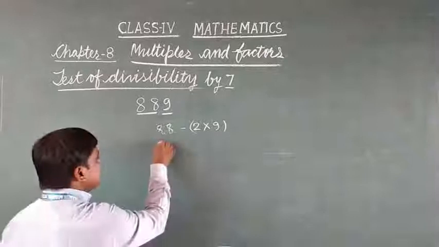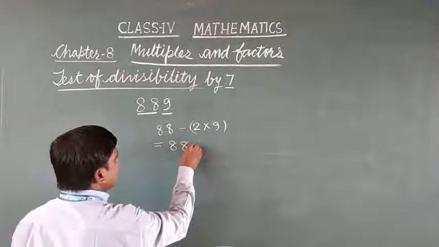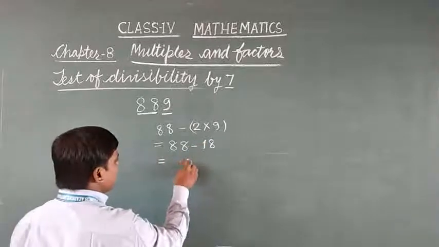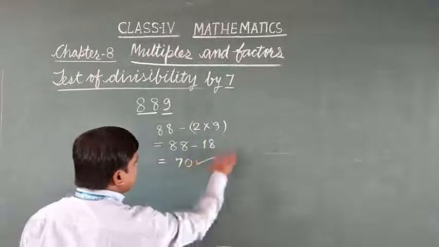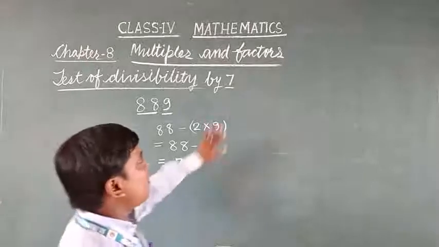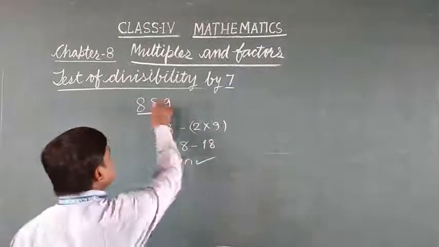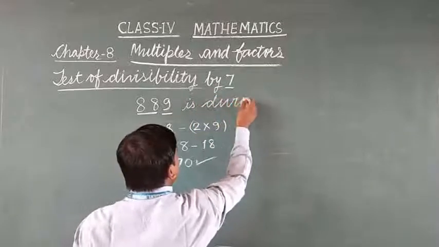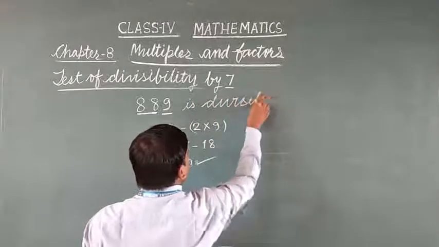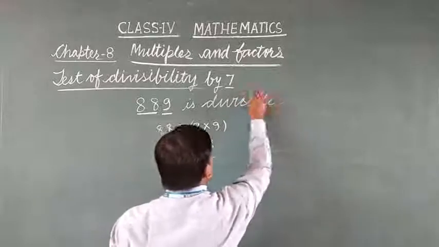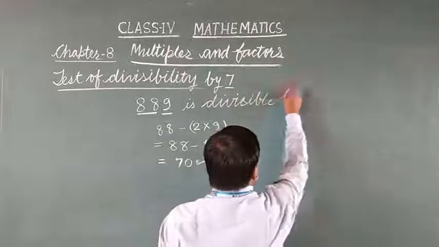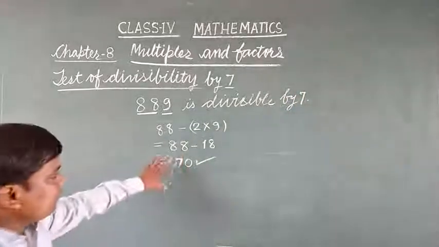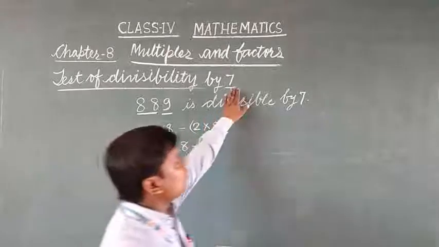So calculating 88 minus 18, 70. 70 is a multiple of 7. Therefore, this number is divisible by 7. Why? Because 70 is a multiple of 7.